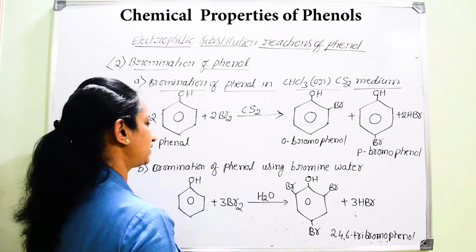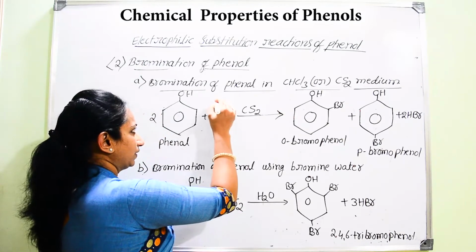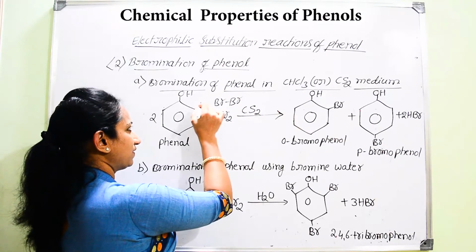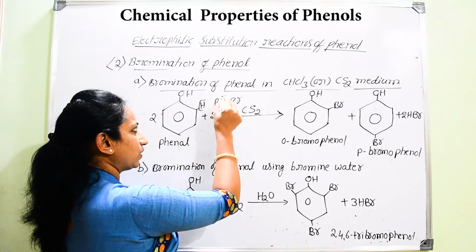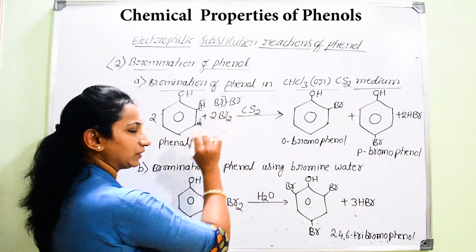So as you can see here, the bromine molecule Br is linked to another Br. In case there is a hydrogen at the ortho position, that hydrogen can interact with one Br to give hydrogen bromide. So HBr will be removed.